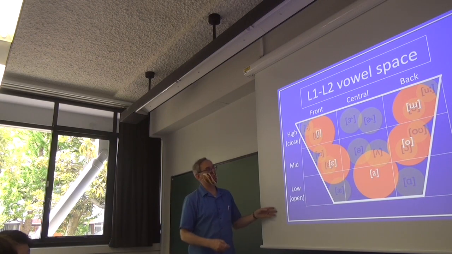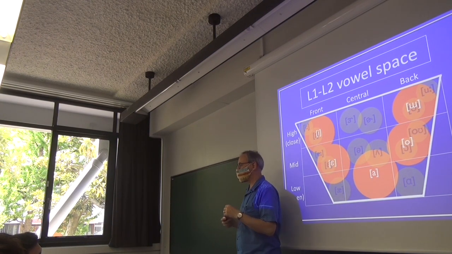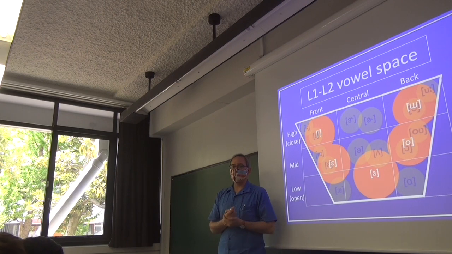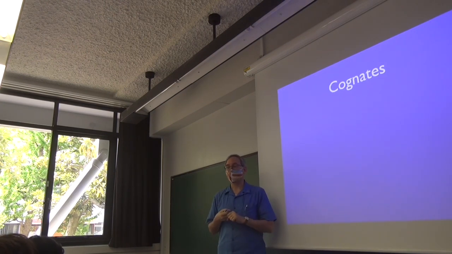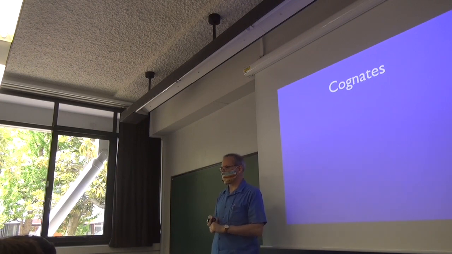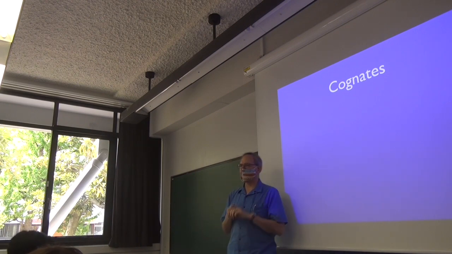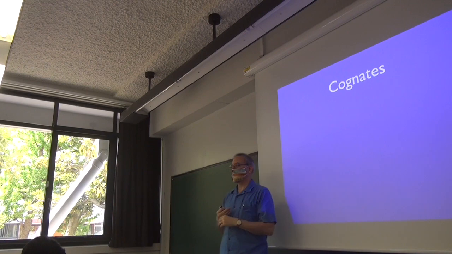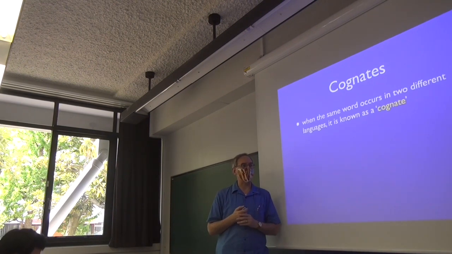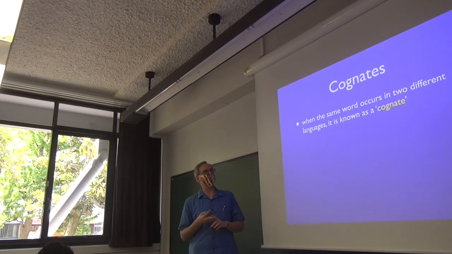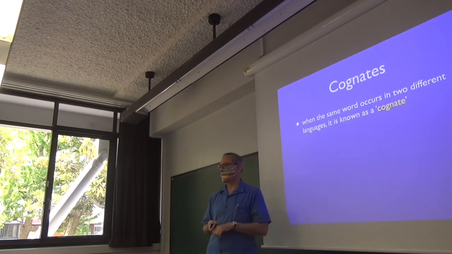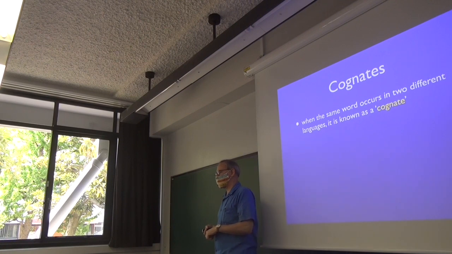Last point. Okay. So the last point I'll make also involves learning second language pronunciations, which are also made difficult by something called cognates. The term cognate refers to a word that belongs to both languages, but usually the pronunciations are not quite the same. So when the same word occurs in two different languages, it's known as a cognate.